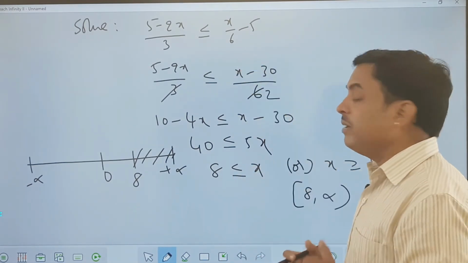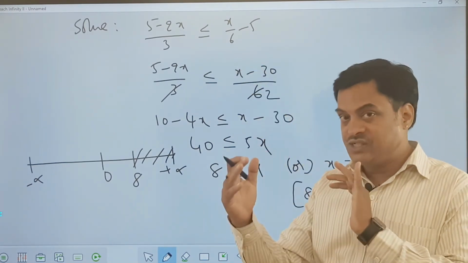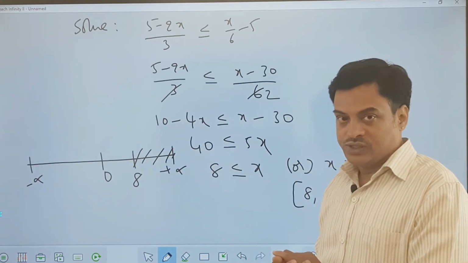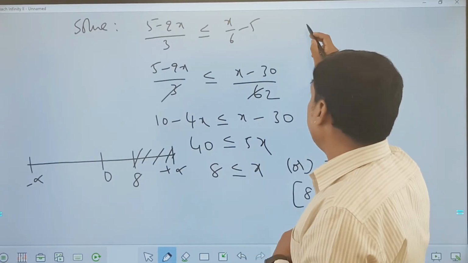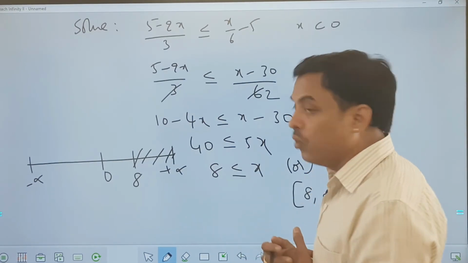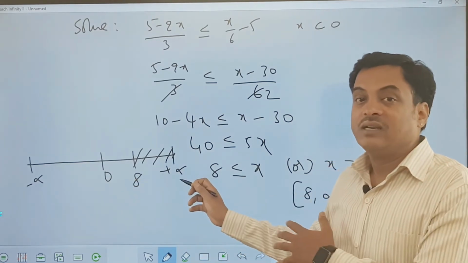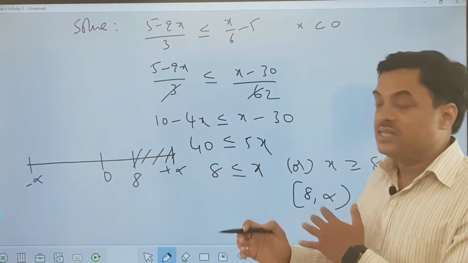Okay, again there can be preconditions here. If I want a range, I can give that as a range. So these are all the values here. Now suppose it is given x is less than 0, then no conditions will satisfy, because my final answer I got as 8 or greater than 8.